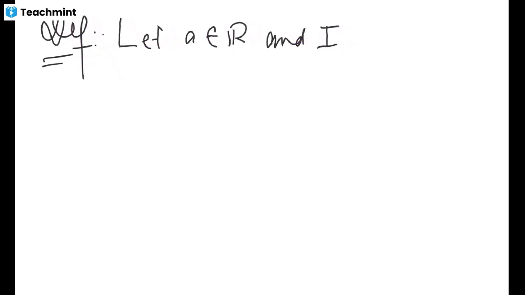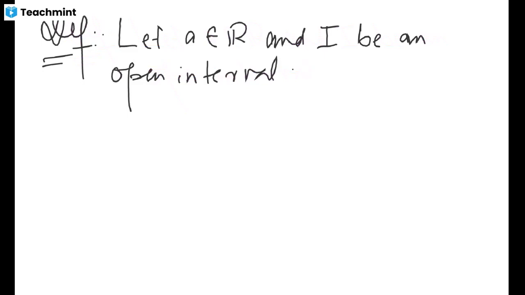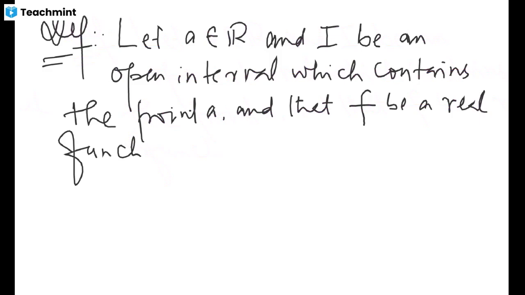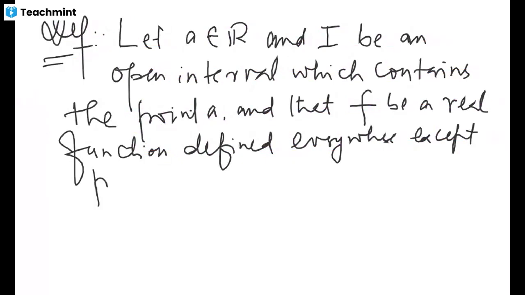So let us take a point A, a real number, a point in R, where this R denotes the set of real numbers, and let I be an open interval which contains the point A, and let f be a real function defined here except at the point A.